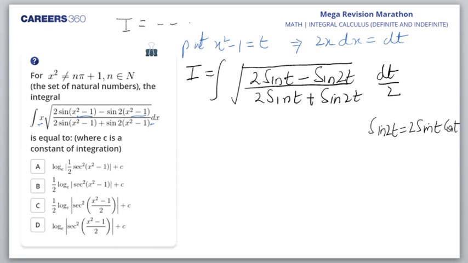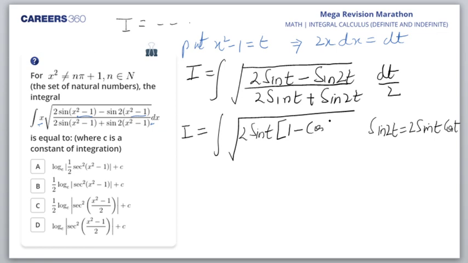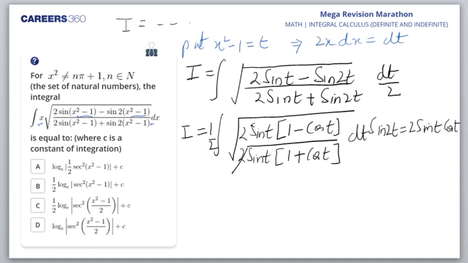So 2 sin t can be taken common in the numerator as well as the denominator. So what do I get? I get 2 sin t, numerator I'll take common and denominator also I'll take common. So 2 sin t can be cancelled, of course. So we'll have 1 minus cos t in the numerator and 1 by 2 I'll write outside. And 2 sin t in the denominator also I'll take common and I'll have 1 plus cos t. And dt is there outside. So 2 and 2 is gone, sin t is gone. So I have 1 minus cos t upon 1 plus cos t.